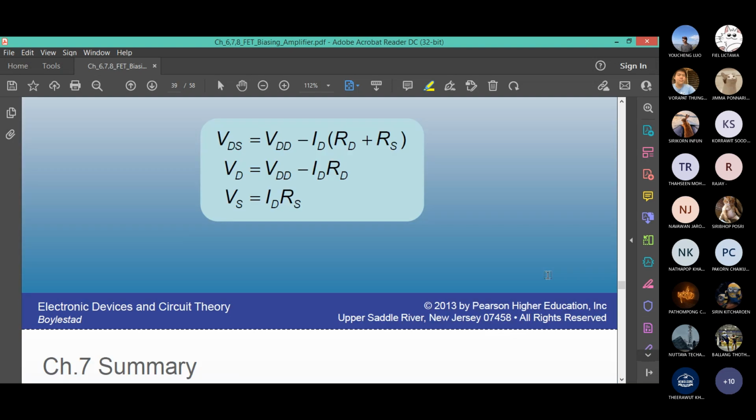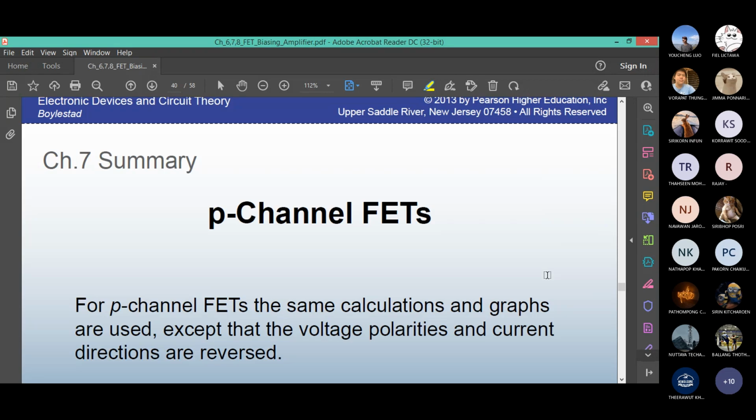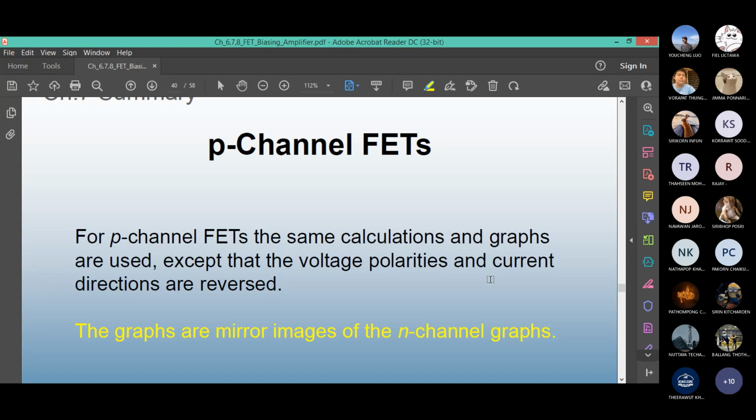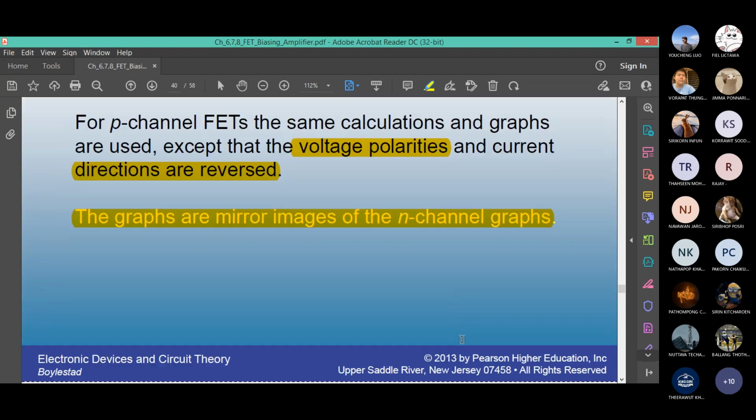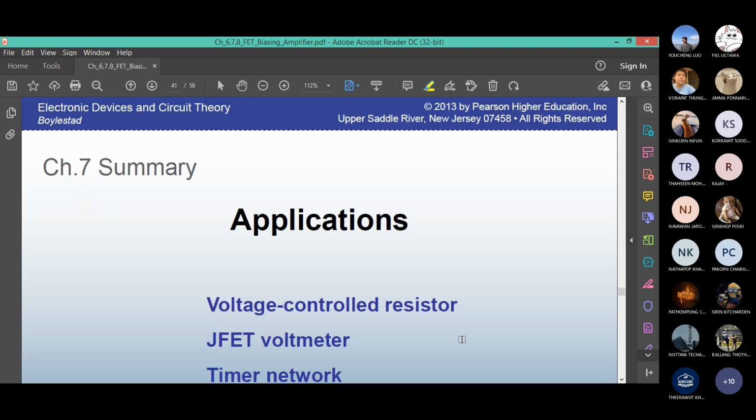Now we are actually ready to look at some problems, but just before going there, let me tell you, if you have P-channel FETs, we are all doing N-channel. The same calculation and graph are used, but the voltage polarities will be reversed. The current directions will be reversed. The graphs which you get for a P-channel will be mirror image of the N-channel graphs. That's what I wanted to say.